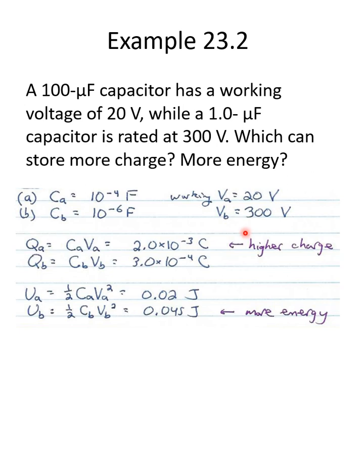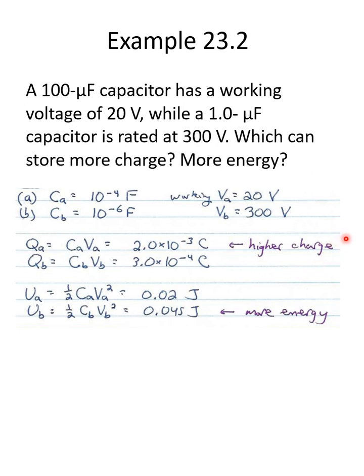So if we want to know what is the charge that each one can hold, maximum charge, we just do charge is capacitance times voltage. And earlier you had the equation that capacitance is Q over V, so now Q is C times V. So for the first capacitor, we get 2 times 10 to the negative 3 coulombs. For the other capacitor, 10 to the negative 6 farads times 300 volts, we get 3 times 10 to the negative 4 coulombs. So capacitor A can hold the higher charge.